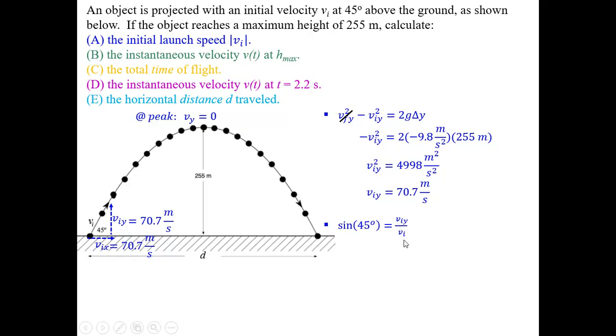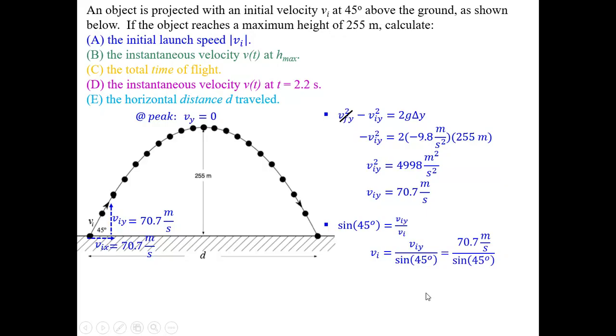Now, again, keep in mind the question asks us to find VI, right? So here I'm just going to do a little switch. I want to move VI up, and I'll move sine 45 degrees down to the bottom right. And then to solve for VI, I know VIY already. I already calculated VIY at 70.7.